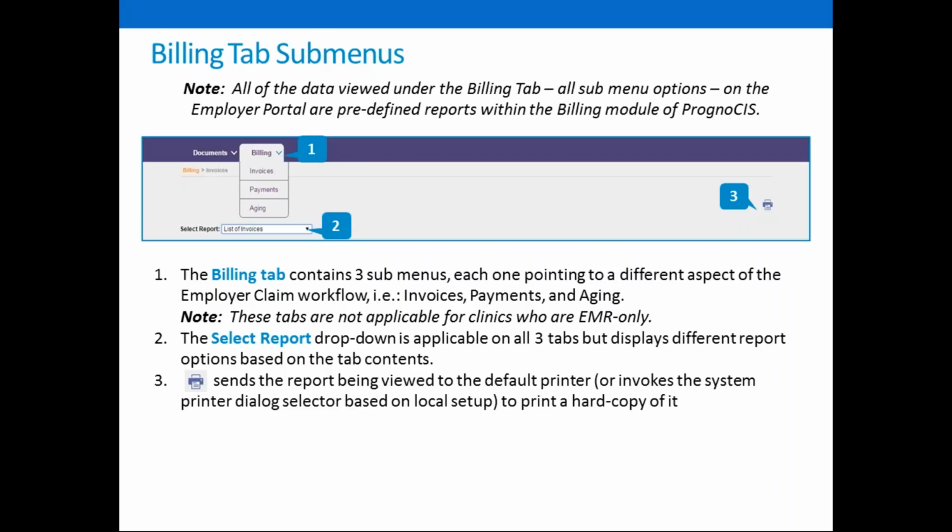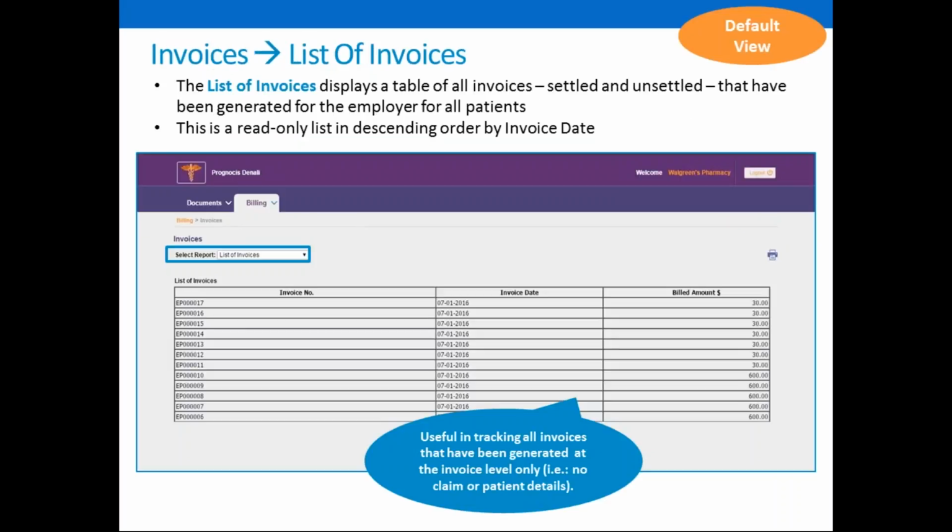So under the Billing tab, you can then choose whether you want to look at the invoice history, the payments, or the aging, and each of those have a submenu as well. And of course, whatever you're looking at through this tab can be printed. You see over there on far right, number 3, there's a printer, so you can print whatever it is that you've displayed down below. So list of invoices would be the first submenu. This is going to give you a table of all invoices, settled or unsettled, that have been generated for the employer for all patients. Now this is a read-only list in descending order by invoice date. Read-only in that you don't have any detail behind it.